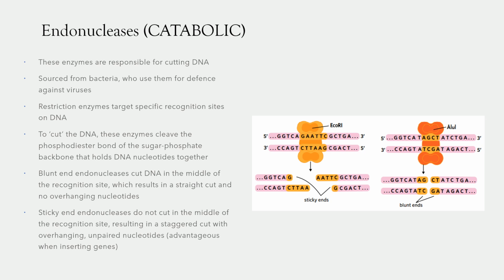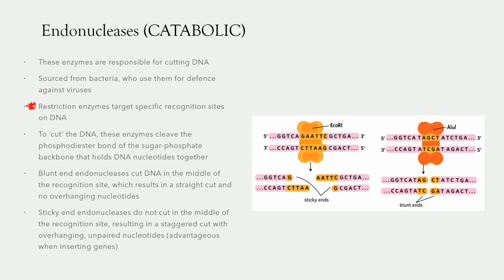Okay, they're sourced from bacteria. So endonucleases have originated from bacteria. We observe them and we now use them for our own purposes. But in bacteria, they were originally used as a defense mechanism against viruses. We're going to learn about this in our next chapter, but bacteria can use these endonucleases to snip viral DNA. They can sometimes be called restriction enzymes, and they will target specific recognition sites on DNA.